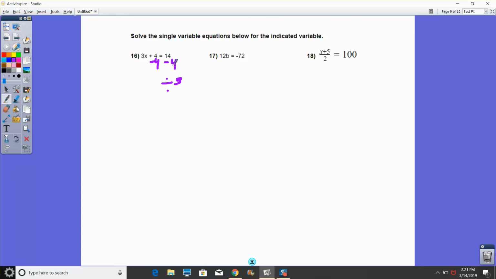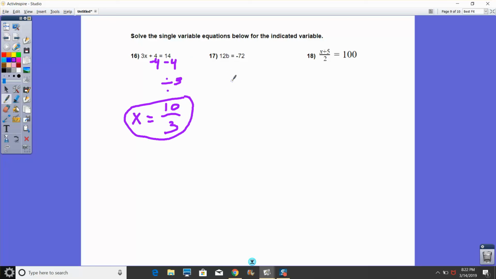If I subtract 4 and then divide by 3, that's going to give me 10 over 3, which is kind of an unusual number. You said most equations you would end up with a value that makes sense, but x equaling 10 thirds is totally okay. I can check this answer by plugging it back in. 3 times 10 thirds is 10. 10 plus 4 equals 14. So this is the solution for number 16.